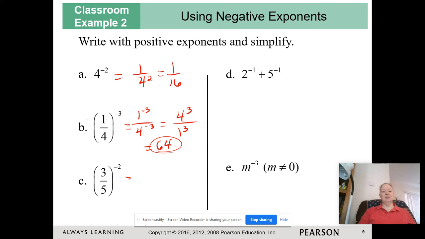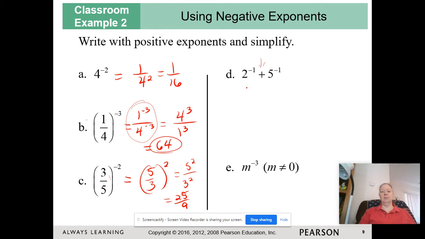Okay, so what you can do is you can actually take the reciprocal of this fraction, 5 over 3, and then make the exponent positive. So we kind of skipped this step right here. It's up to you. So we have 5 squared, 3 squared, 25 over 9.